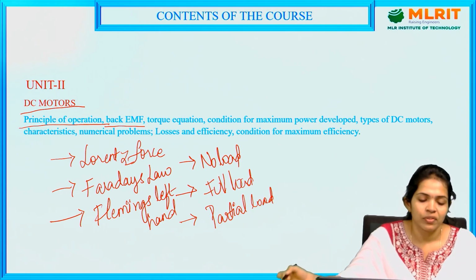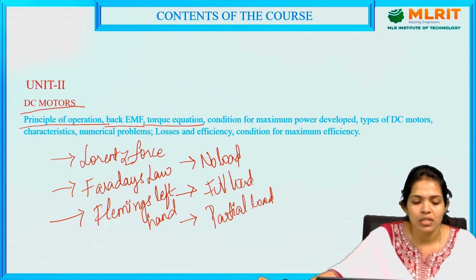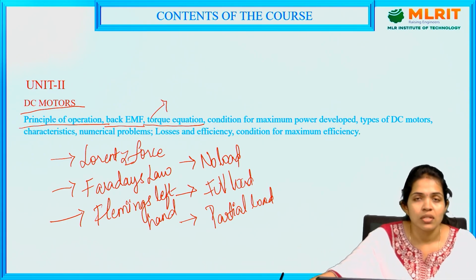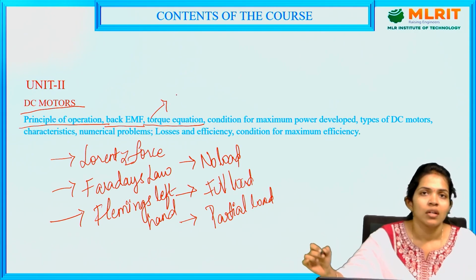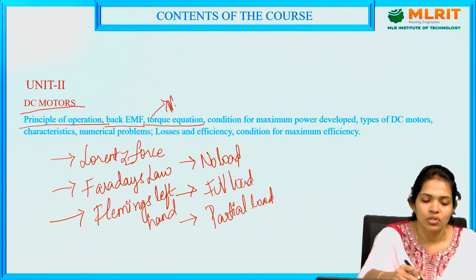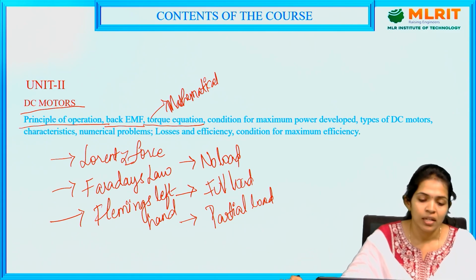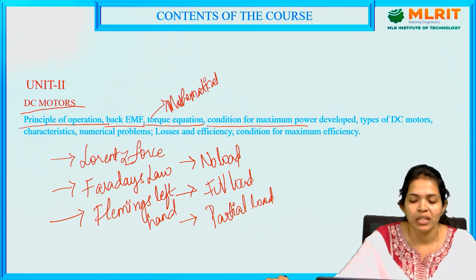Then we'll be studying the derivation of the torque equation. What is torque? We know that torque is a twisting moment in any rotating device. So what is the torque equation in the DC motor, what is the derivation of the torque equation, and how does this torque depend upon the various factors, the mathematical relation arrived at in the derivation of the torque equation of DC motor, will be studied clearly. Then we'll also derive the condition for maximum power being developed across the armature of the motor.